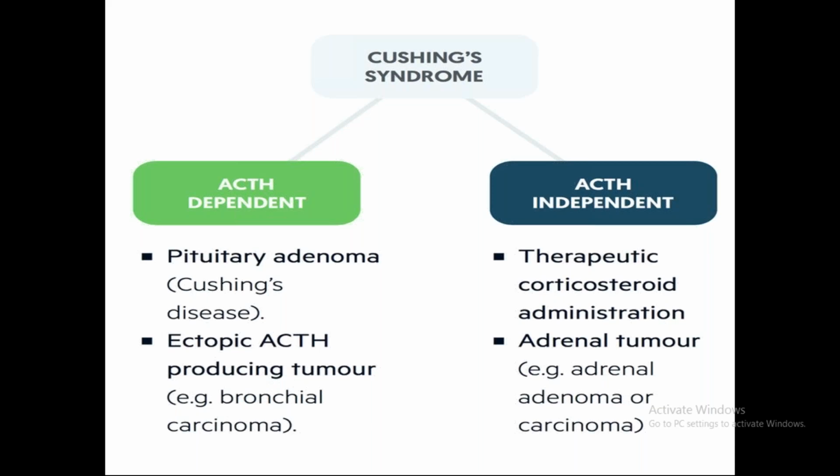In the ACTH independent type, there is a tumor of the adrenal gland, for example adrenal adenoma or carcinoma. Next, therapeutic corticosteroid administration, these two are the ACTH independent. So there are two types of Cushing syndrome: ACTH dependent and ACTH independent.